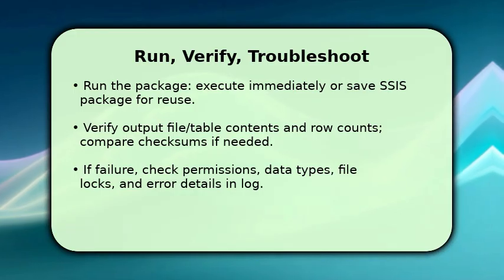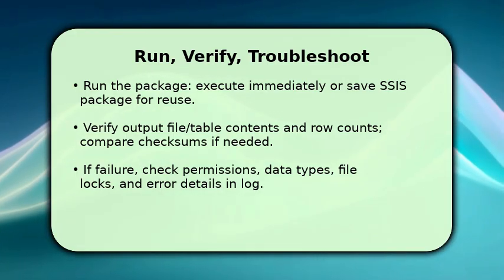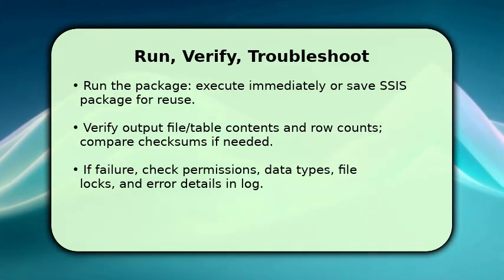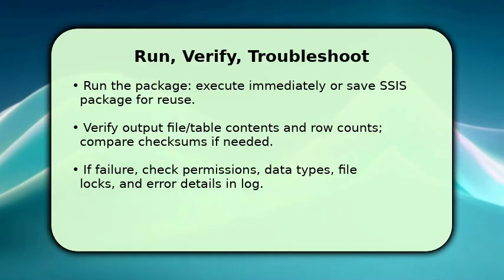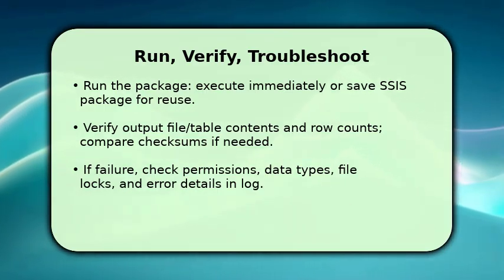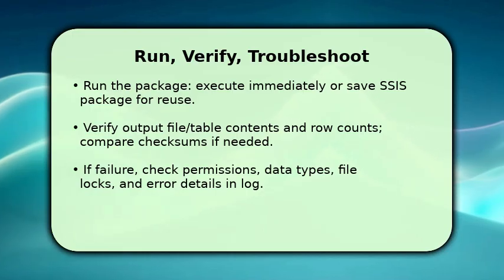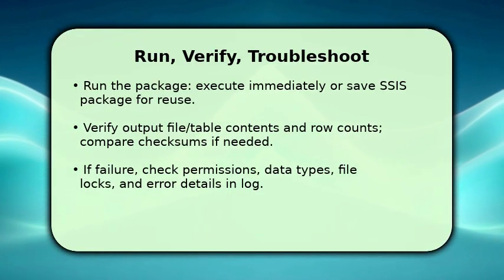After completion, verify the destination by checking row counts, data types, and a few sample rows. This confirms success. If something goes wrong, inspect the wizard's error log and check permissions, destination free space, file locks, and data type mismatches. These are common culprits. Make sure to rerun a small test export after fixing issues to ensure the entire pipeline behaves as expected.